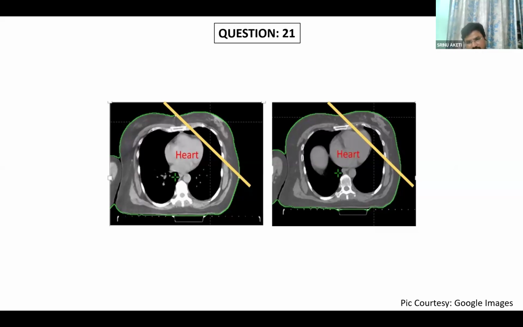How? When the patient takes a deep inspiration, the lungs expand, so the chest wall moves away from the heart. As the lungs expand, the heart moves downwards and the chest wall moves upwards. So it increases the distance between them when we are treating the breast or the chest wall. So the heart dose will be reduced, sir.